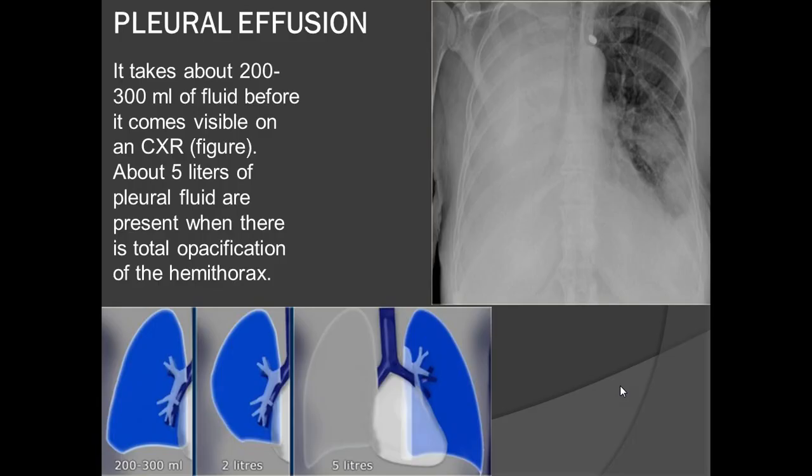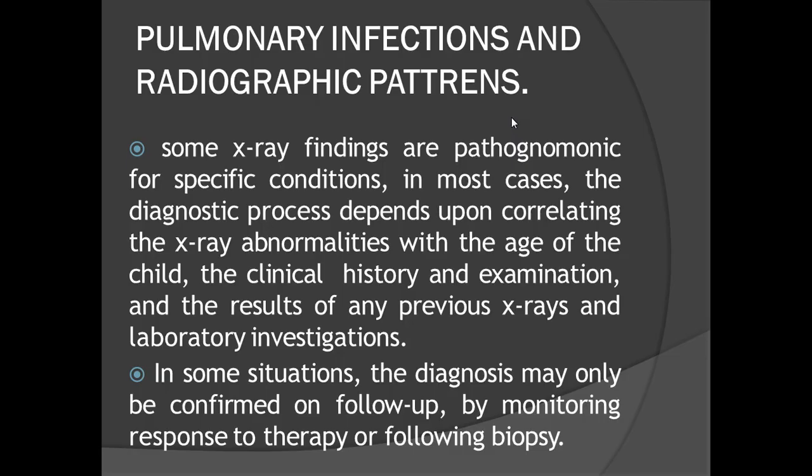Then comes the pleural effusion. Whenever you see a complete whiteout of the lung, then most of the time about 5 liters of pleural fluid is present. So pleural effusion is again a very important sign. We can confirm it further on ultrasound, and with ultrasound-guided aspiration. Then we go for DR, and then for proteins, especially to look for transudate and exudate.